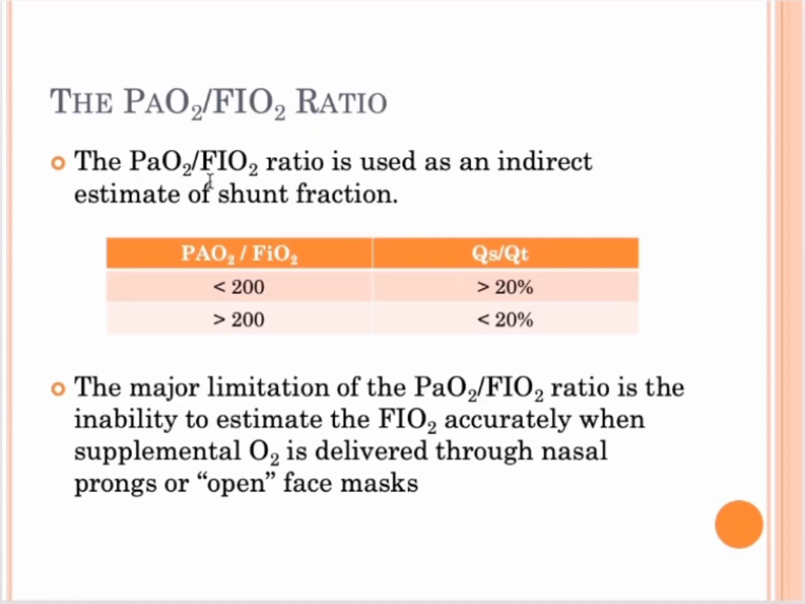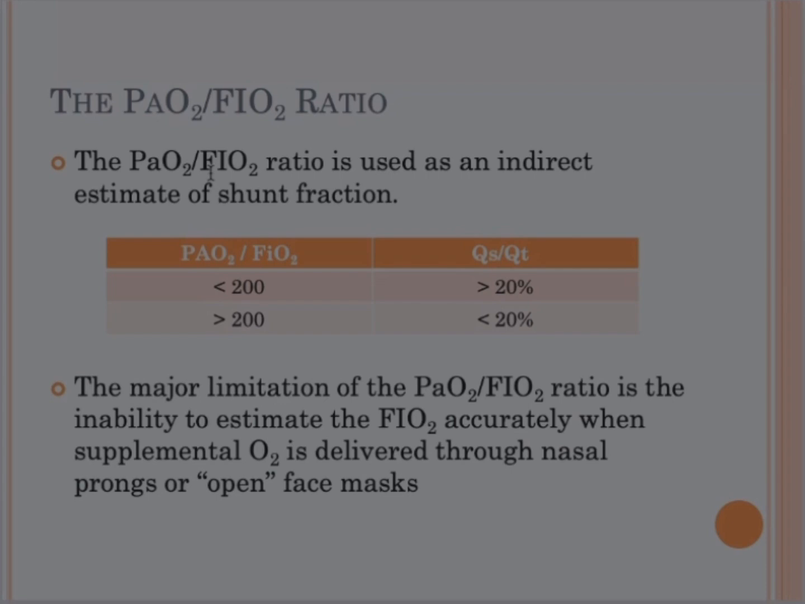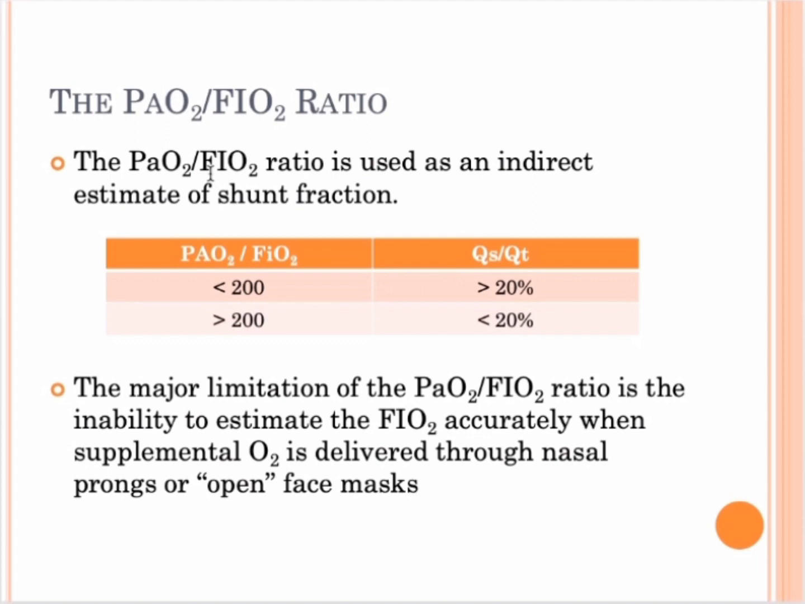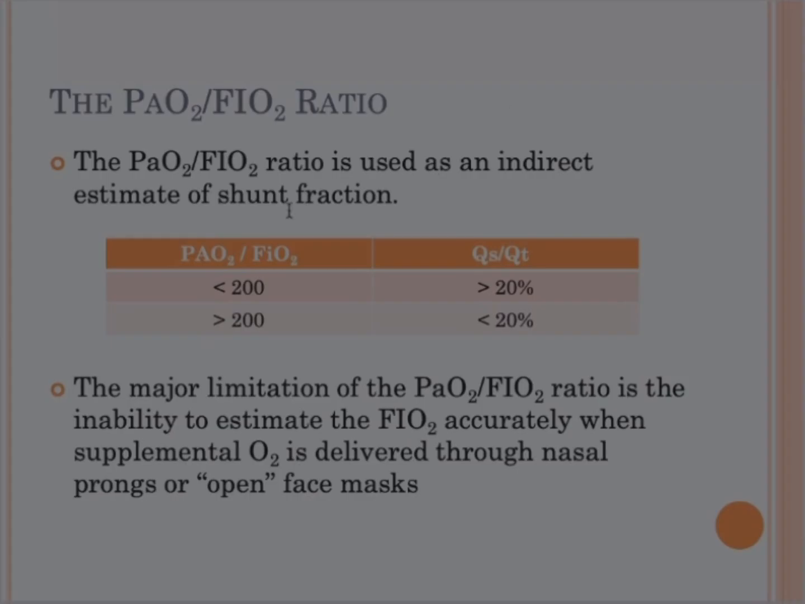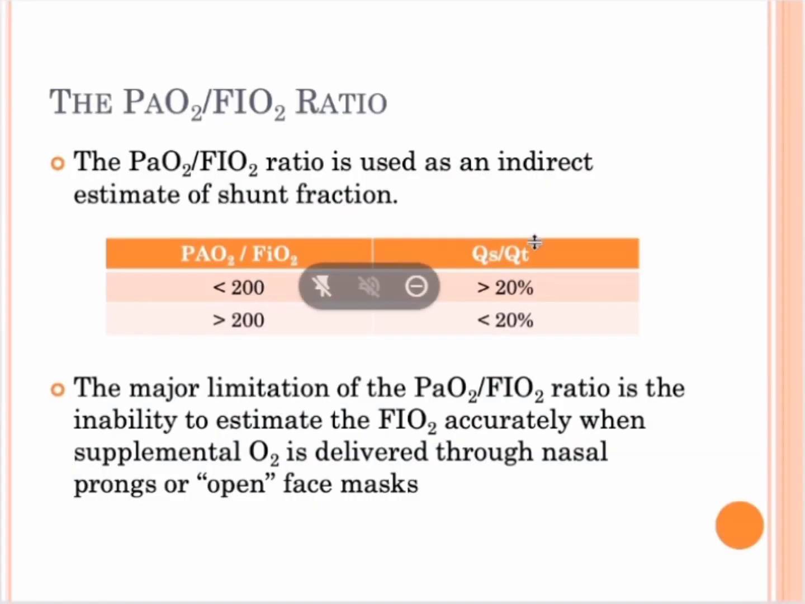Then we always calculate the PaO2/FiO2 ratio, particularly in patients with ARDS who are on a ventilator. The Berlin definition of ARDS defines severity depending on the PaO2/FiO2 ratio. If it is less than 300, it is mild ARDS. If it is 200 to 100, it is moderate, and less than 100 is severe ARDS. So the PaO2/FiO2 ratio is an indirect estimate of shunt fraction. If it is less than 200, the shunt fraction is more than 20%, and if the PF ratio is more than 200, the shunt fraction is less than 20%.